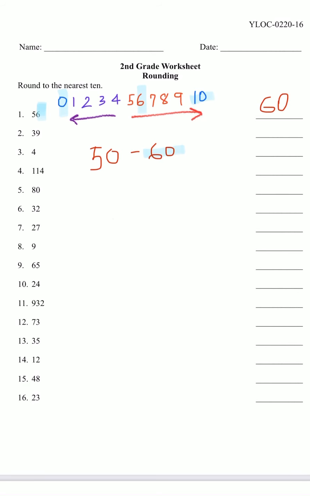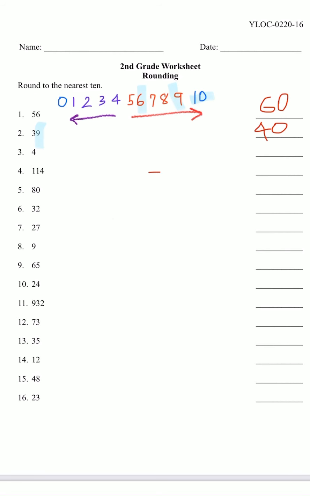Okay? Now let's try number 2. We have 39. So for 39, we have to look at the last number. 39 is between 30 and 40. And we're rounding it up, so it's going to be 40. So 40. Right? Because 9 is here, and we're rounding it up.